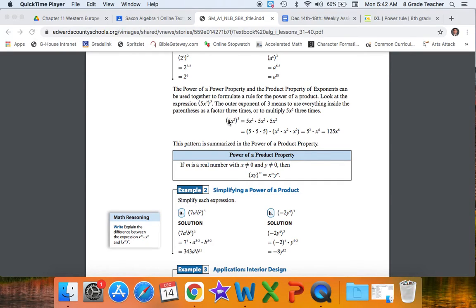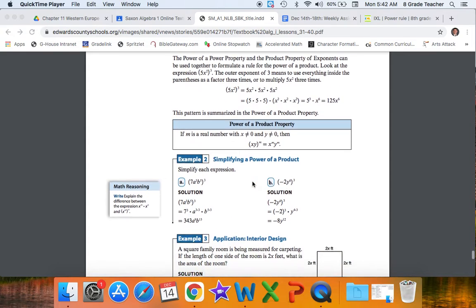When you write it, 5 to the third power is 5 times 5 times 5. And then x squared to the third is x squared, x squared, x squared, which is our power of a power property, which means 3 times 2 is 6. So 5 cubed and x to the sixth is how it's simplified. The power of a product property means that the exponent applies to the first term, second term, third term, every term inside of that parenthesis.